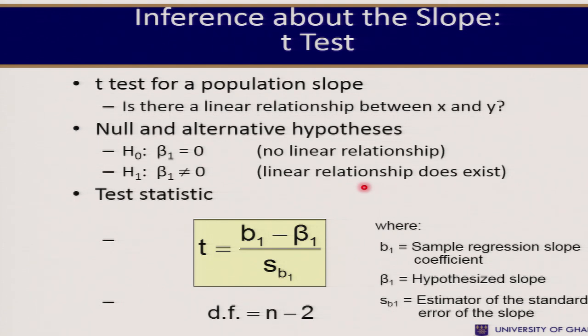Our test statistic is such that T is equal to B1 minus beta 1 over the standard error of B1. Because we are testing against beta 1 being true, beta 1 is always equal to 0. Therefore, our test statistic is actually B1 over the standard error of B1.